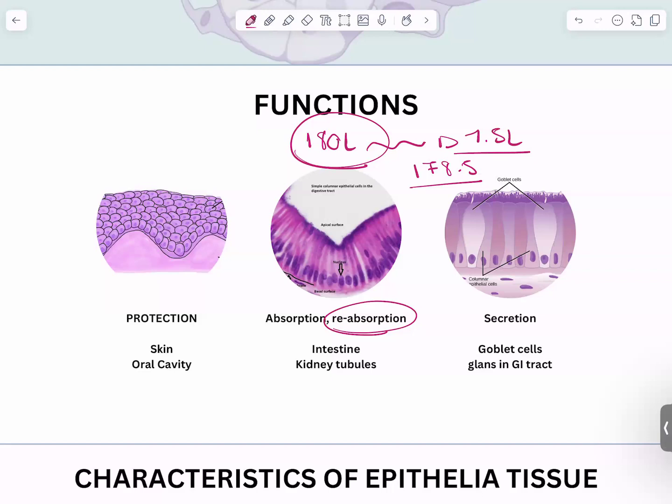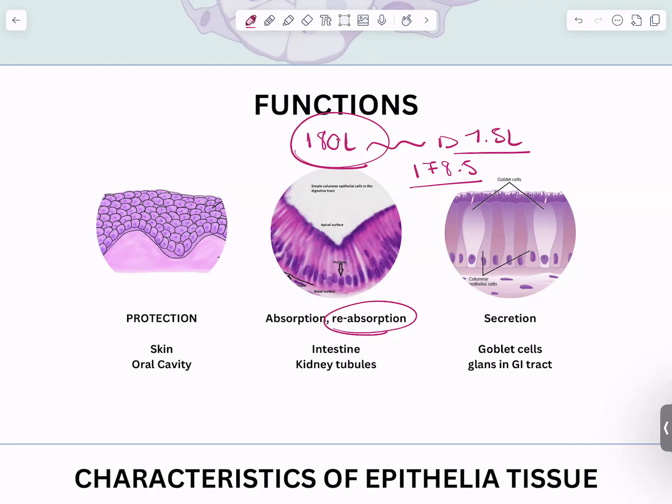Later we'll discuss the digestive system, and you will see the structure of the stomach and how the cells release the materials. So let's discuss the characteristics and features of the epithelial tissue, because when we go to the connective tissue we have to compare.